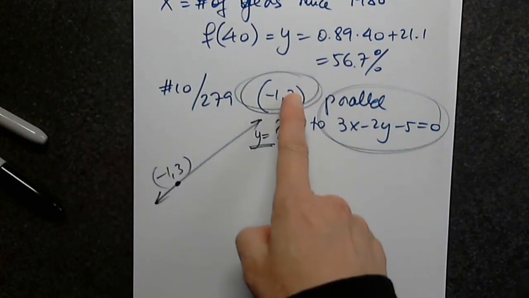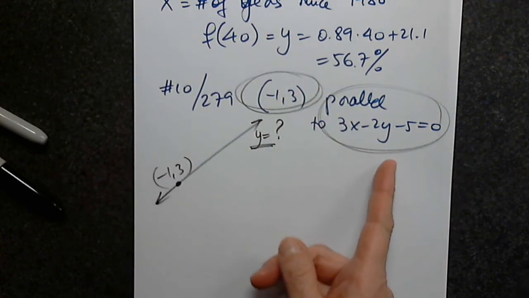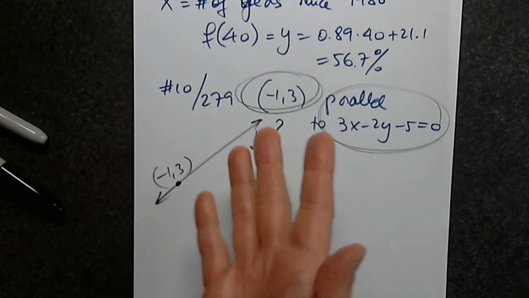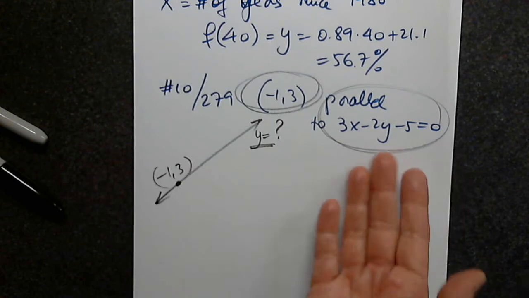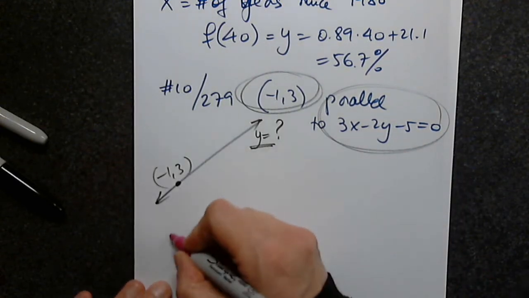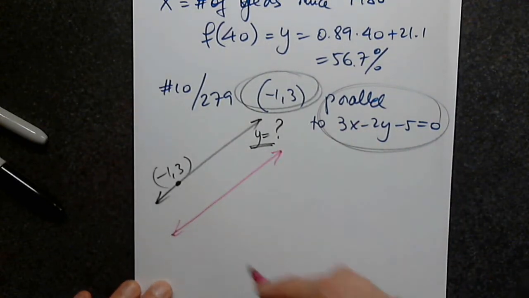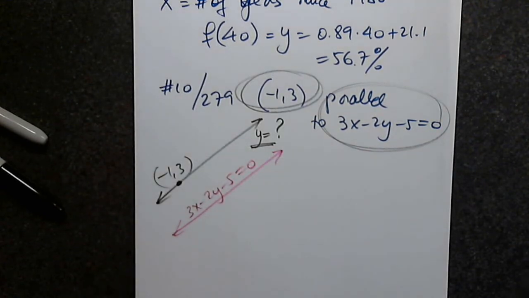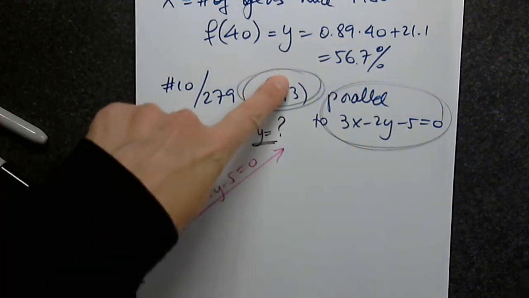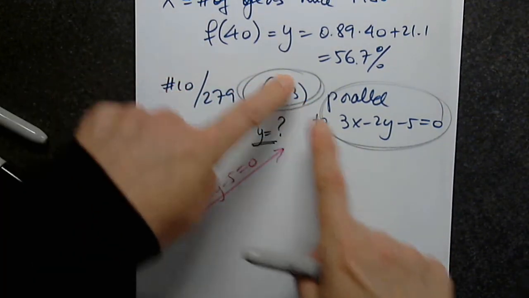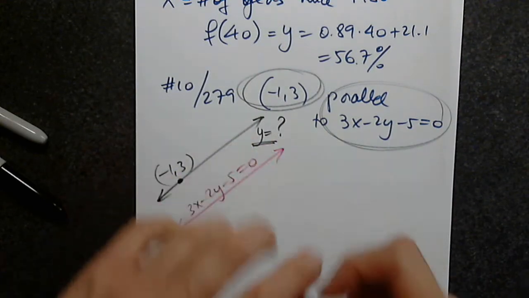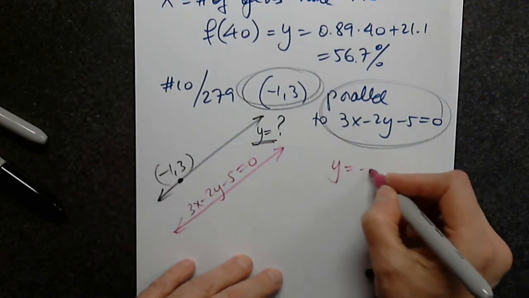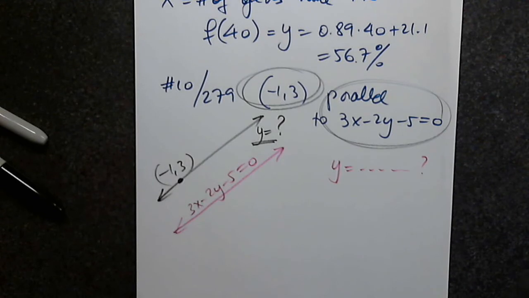That's the first piece. And I'm also told that this line, whose equation I'm trying to find, is parallel to this line. So this is the line 3x minus 2y minus 5 equals 0. The question is asking us, knowing that the line passes through this point and is parallel to this line, find the equation, find y equals mx plus b.